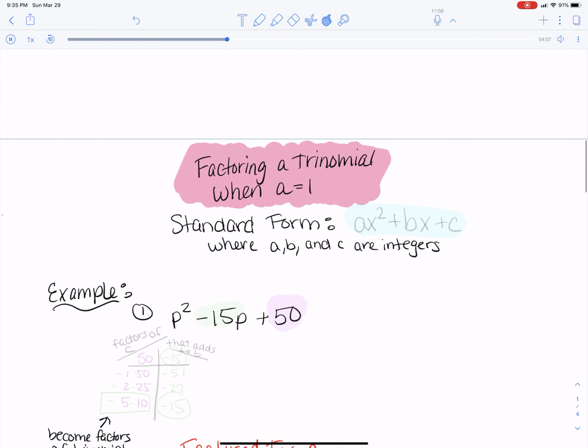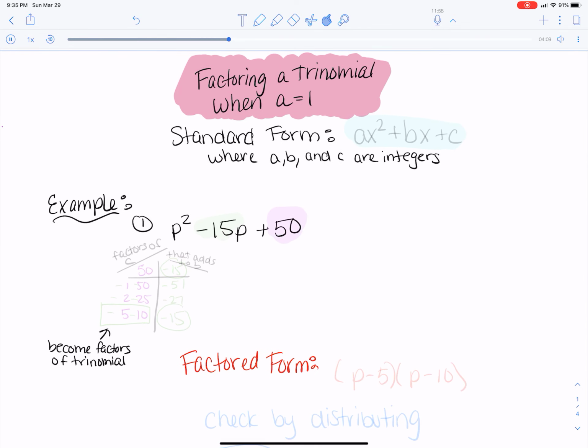Okay, so now we're going to factor trinomials when a equals 1. Now remember, the standard form of this is ax squared plus bx plus c, where a, b, and c are all just integers. All right, so let's look at our example. We have p squared minus 15p plus 50. Now, the number in front of my p squared, my first term, that's a 1. So we're only factoring right now when a is equal to 1. Our b term is negative 15, and our c term is positive 50.